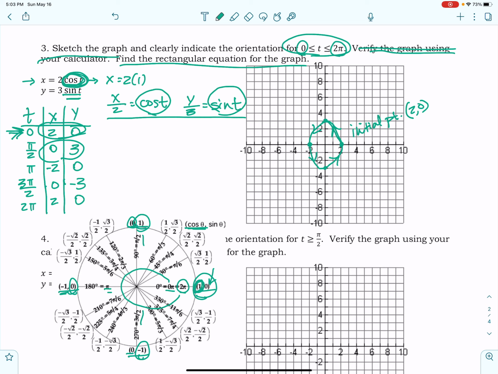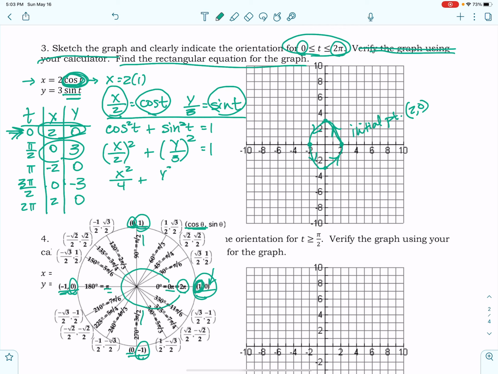So we have to use what we know about the relationship of cosine and sine. If you'll recall from our identities chapter, cosine squared t plus sine squared t equals 1. That is the form that I need for an ellipse. So I am going to replace cosine t with x over 2 and square it. I'm going to do the same thing for sine. What that gives me is x squared over 4 plus y squared over 9 equals 1. This value is 2, the square root of 4. This value right here was 3, the square root of 9. Life is good. Easy peasy, lemon squeezy.